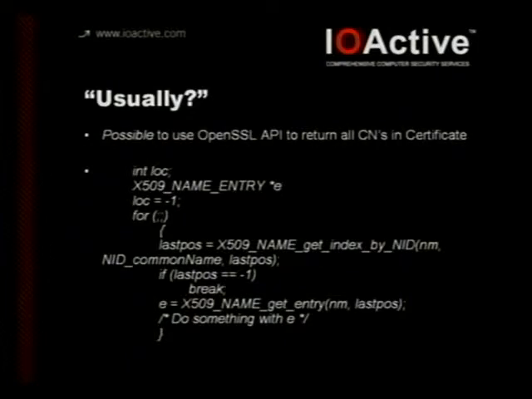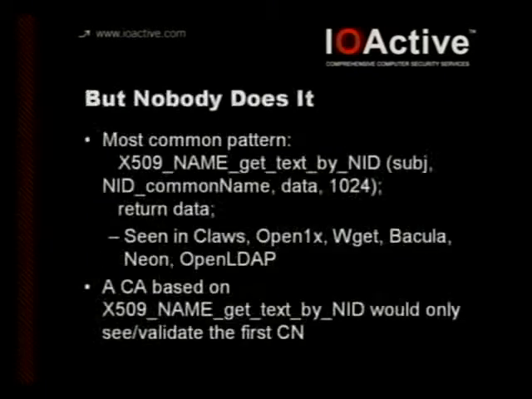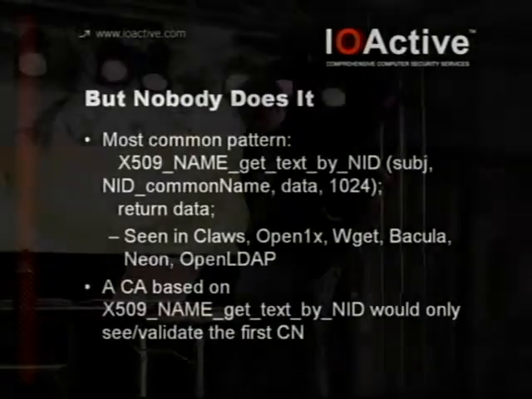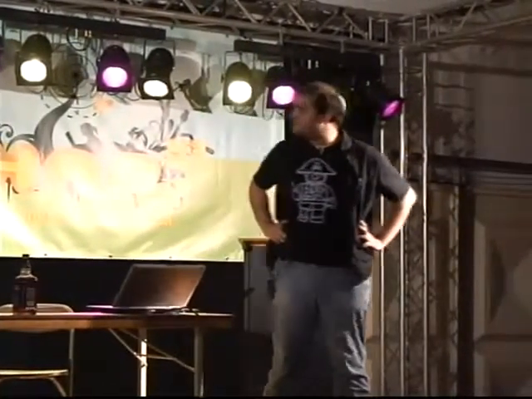Now, it's usually that OpenSSL screws this up and only provides you the first common name. It is possible to use the API securely. However, if you actually look in the field, you will find Claws and Open1X and wget and Bacula. Everyone just uses this X509_NAME_get_text_by_NID call. And it always only returns the first common name. If you have a certificate authority that is using this API, it too is only going to see the first common name.